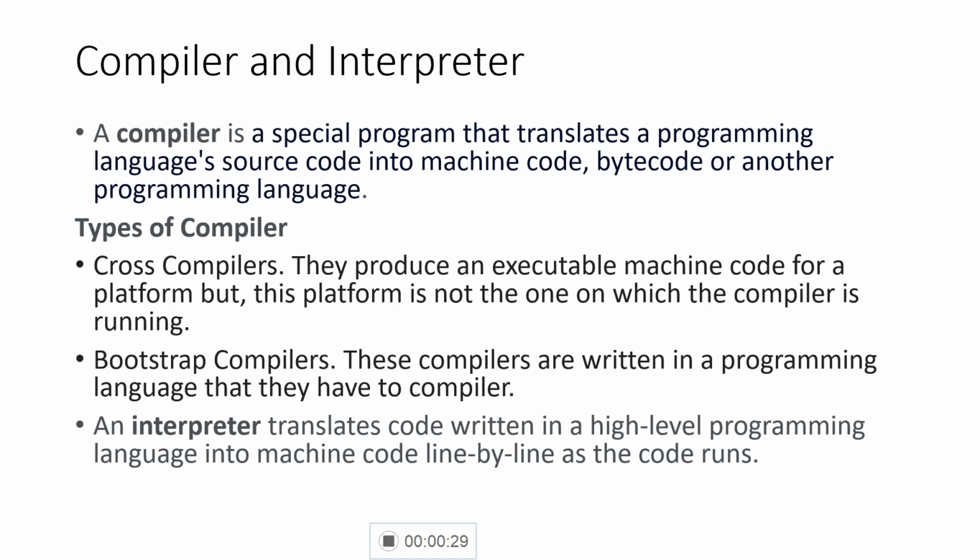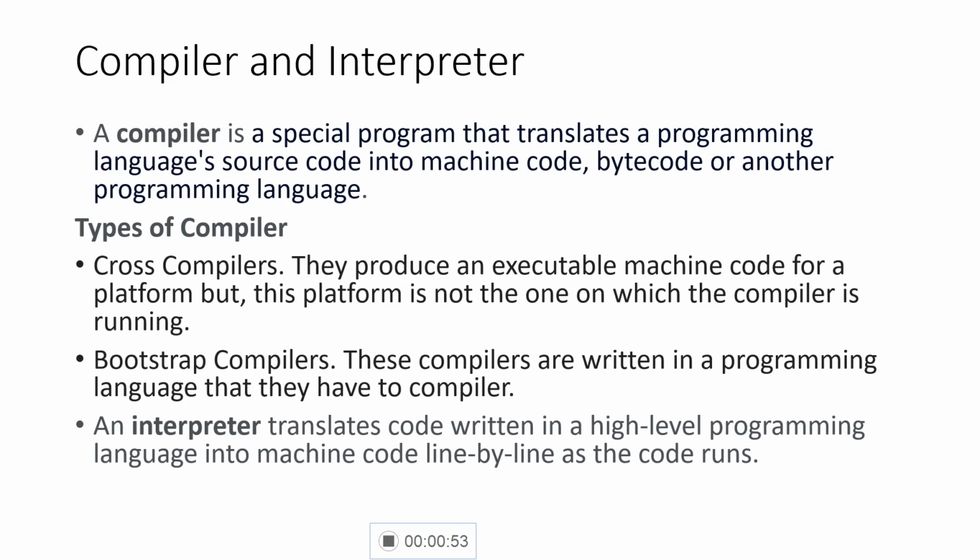Machine level language is the machine understandable format, and high level language is the program written by the end user. The end user will mostly use programming languages like C, C++, or Java. And there are mainly two types of compiler available: one is cross compiler and another one is bootstrap compiler.